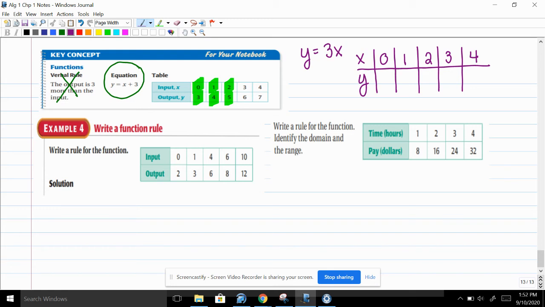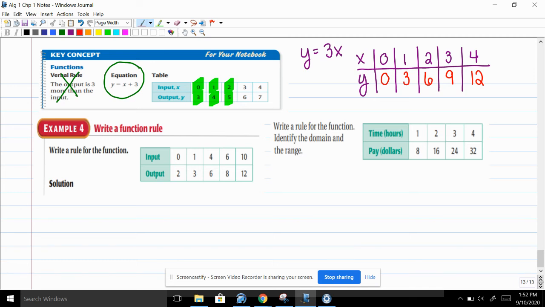Now, for your outputs, you need to apply the equation. So this is saying y is equal to 3x. Y is equal to 3 times x. That means I got to multiply each of these x's by 3. 0 times 3 is 0. 1 times 3 is 3. 2 times 3 is 6. 3 times 3 is 9. And 4 times 3 is 12. So that would be a table to represent that function.